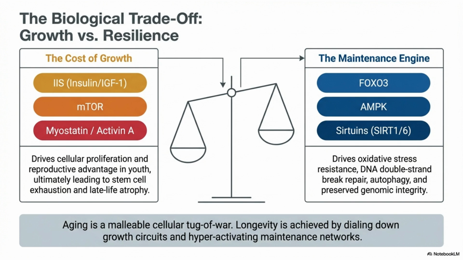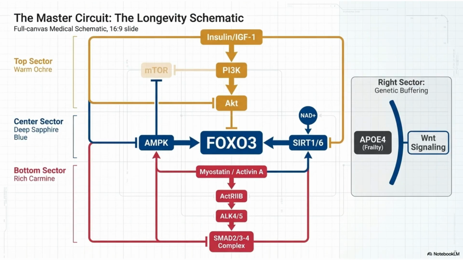Growth pathways like IIS and mTOR, which drive cellular proliferation in youth, can eventually lead to exhaustion. Longevity is achieved by activating maintenance networks like FOXO3 and AMPK for stress resistance and genomic integrity. The longevity schematic shows the interconnected master circuit.